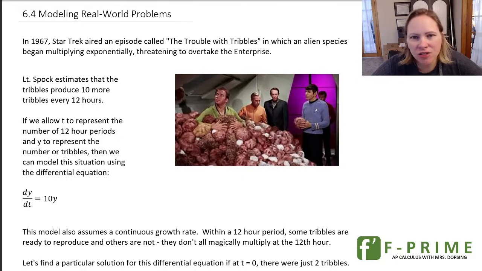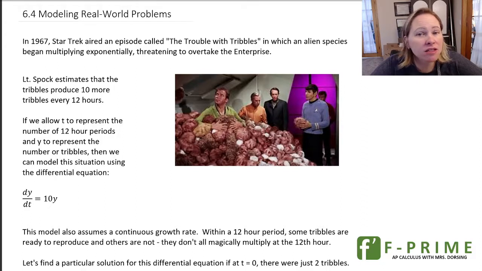And what they don't understand and realize is that this has an exponential growth rate. These tribbles multiply exponentially. And every so many hours, and I'm not sure what the periods are, after so many hours, they've multiplied by a certain amount. So let's just suppose that we have a variety of tribble, and it's on the Enterprise, and Lieutenant Spock estimates that each single tribble will produce 10 more tribbles every 12 hours. That seems to be the rate at which they're growing.